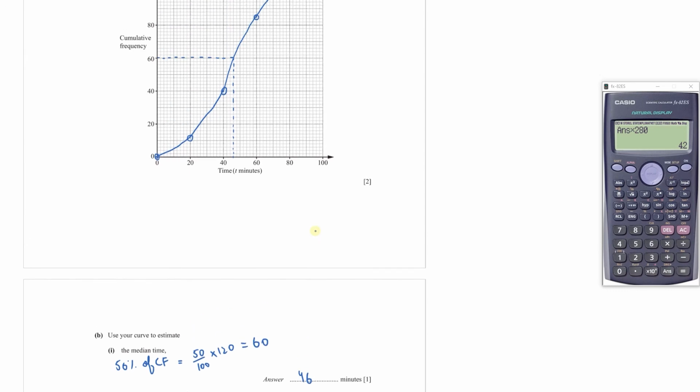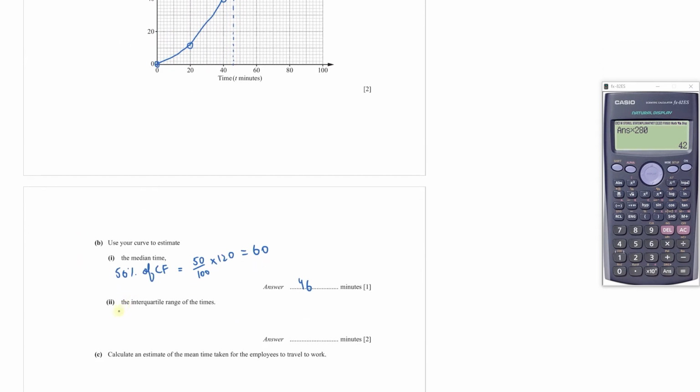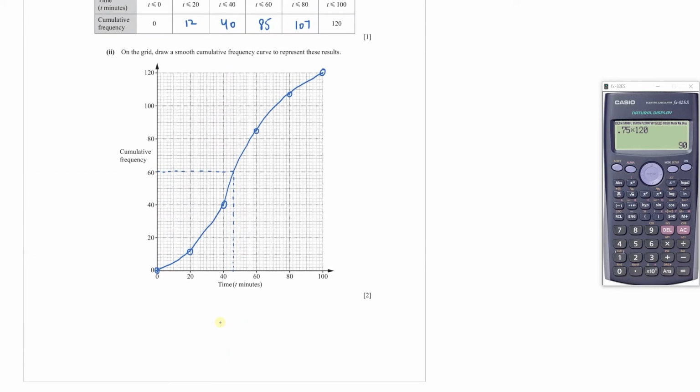The interquartile range: first we need 25% of CF, which will be 0.25 times 120, which is 30. And then 75% of cumulative frequency will be 0.75 times 120, which is 90. So let's find the values at 30 and 90.